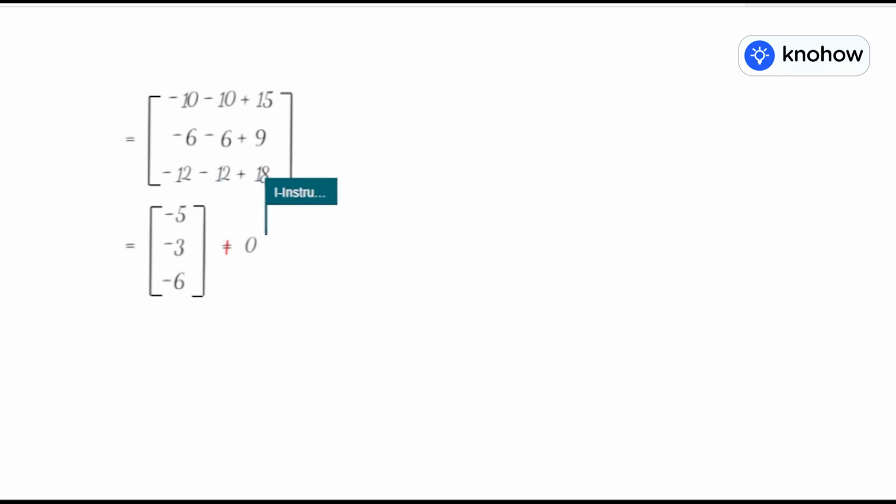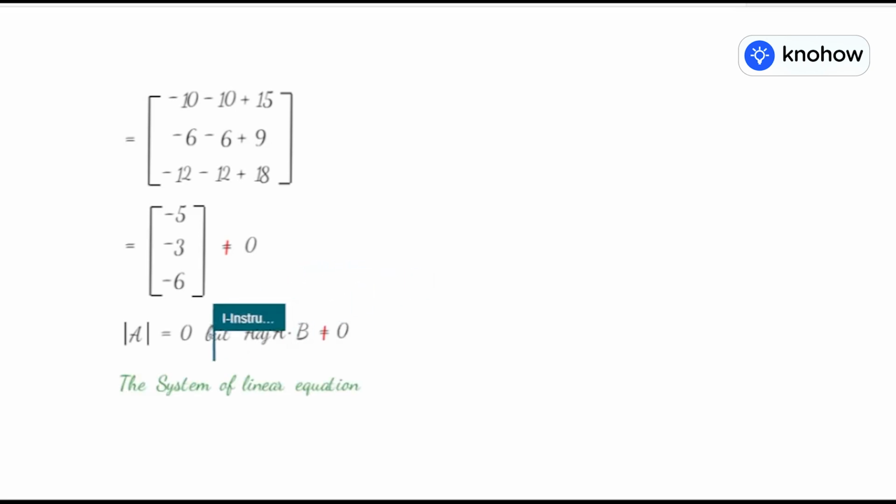So what do you conclude? As determinant A is 0, but adjoint A into B is not equal to 0, the system of linear equations is inconsistent and has no solution. So that is about this particular fifth part.